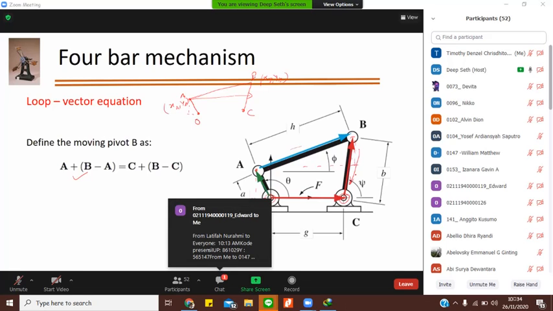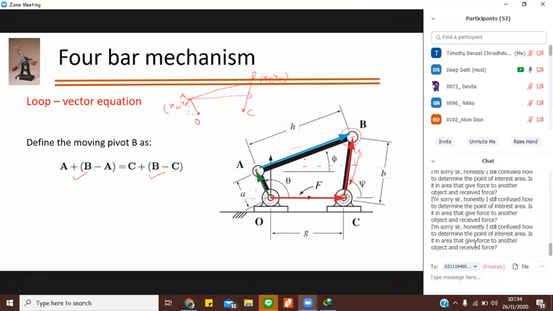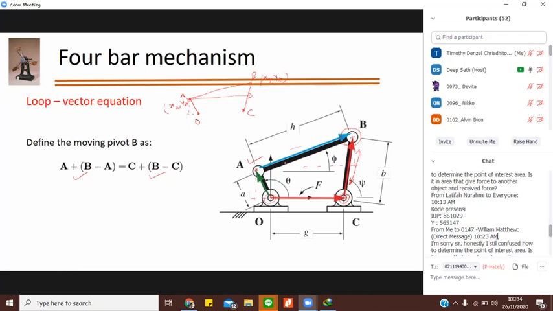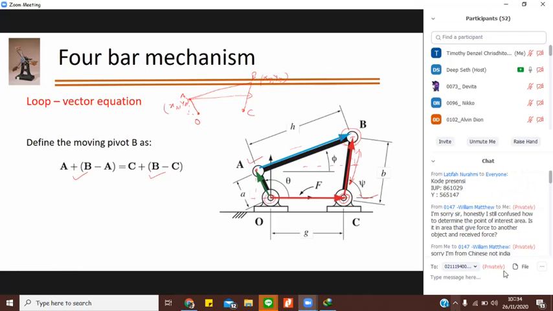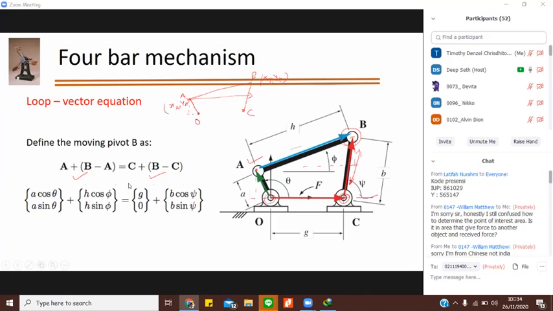It will be equal, because we are just trying to see it from the A side and the B, C side, two sides. Now, what is the vector for A?